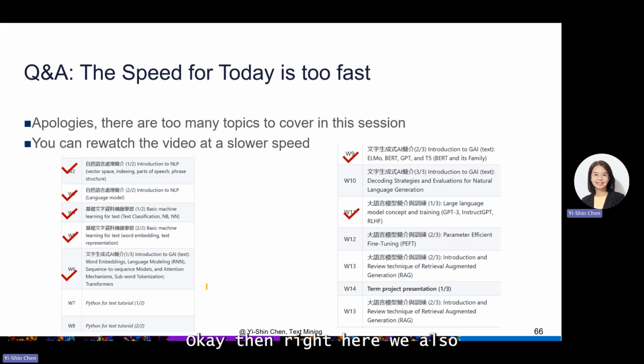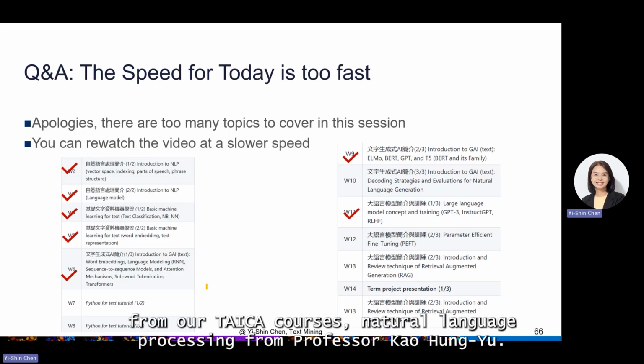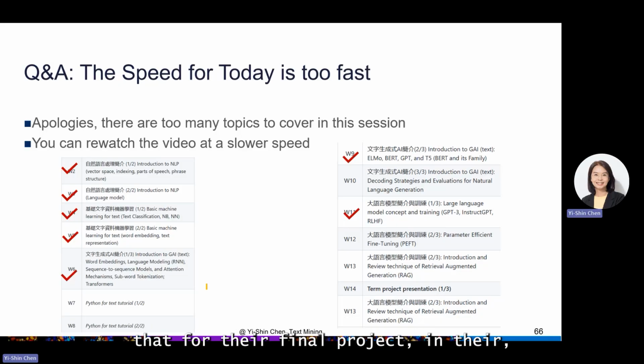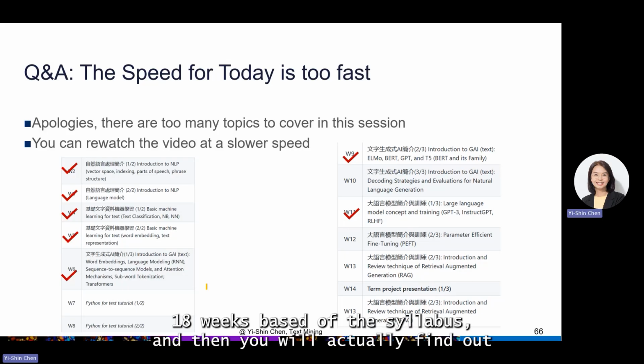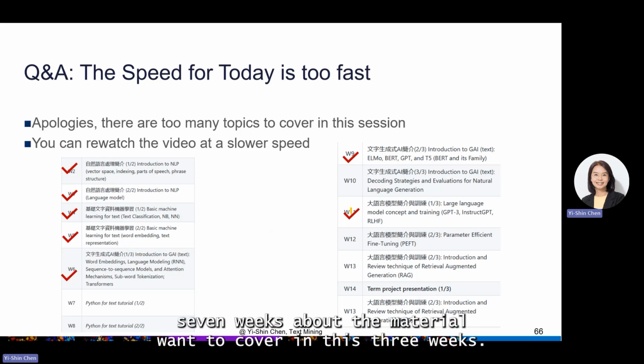Okay, then right here, we also want to show this to you. Here is the syllabus from our TAICA courses, Natural Language Processing from Professor Gao Hongyu. You can see I already removed the part for their final project in their 18-week syllabus. And then you will find they have 7 weeks about the material we want to cover in these 3 weeks.